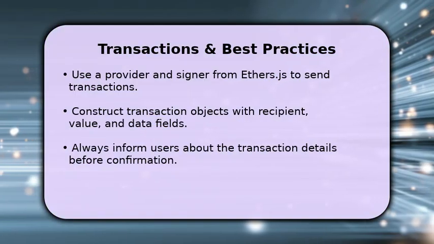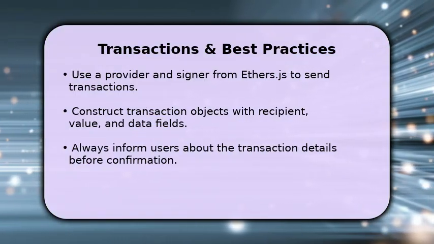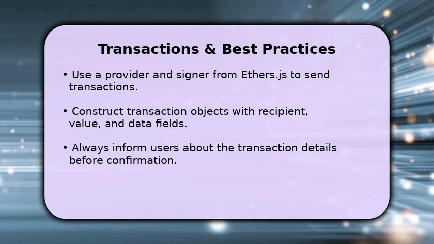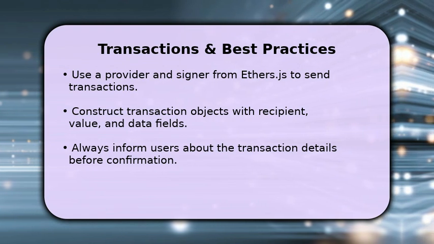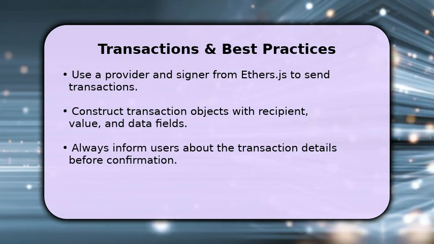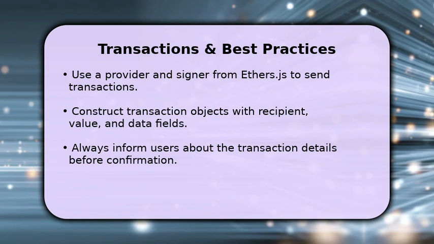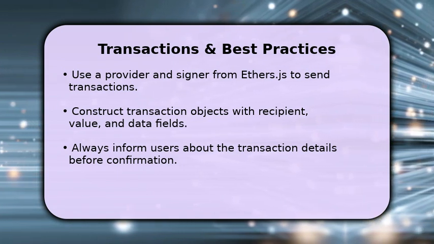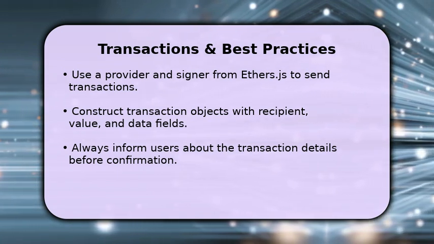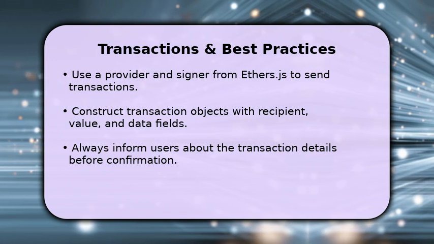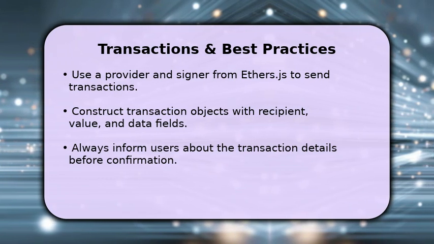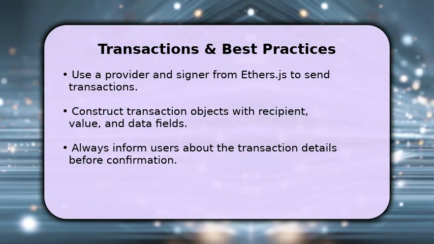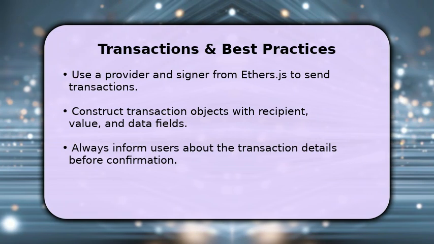To send transactions, utilize a provider and signer from your chosen library, like ethers.js. Construct your transaction object, specifying the recipient address, the value in Ether, and any necessary data for smart contract interactions. Always present clear transaction details to the user before they confirm in MetaMask. Finally, ensure you have comprehensive error handling in place for any transaction failures or user rejections, providing a smooth experience.